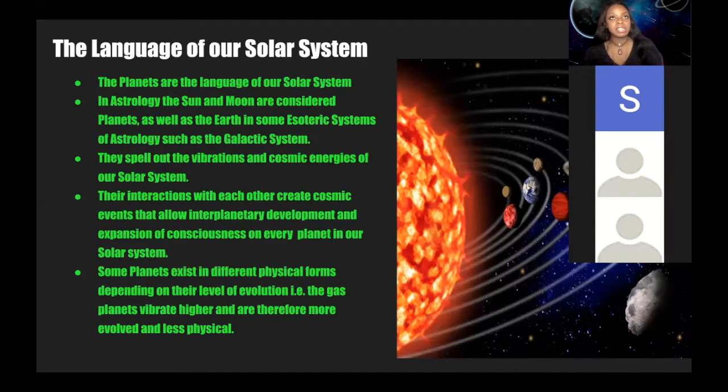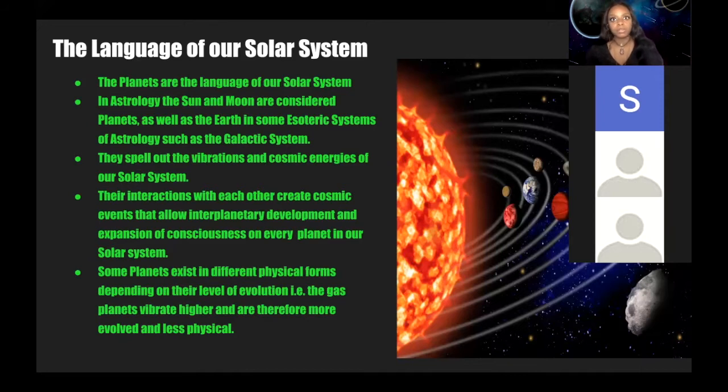So basically what this means is that the planets are kind of the alphabet of the solar system, and they spell out different energies. And as they interact with each other, they create different synergies, like they'll spell out certain cosmic waves or certain cosmic energies. And this will allow each planet to evolve and to grow and progress and expand its consciousness, whether it be the physical consciousness of the planet or of the beings who live on the planet, such as humanity living on Earth. And this happens for all of the planets throughout our solar system.